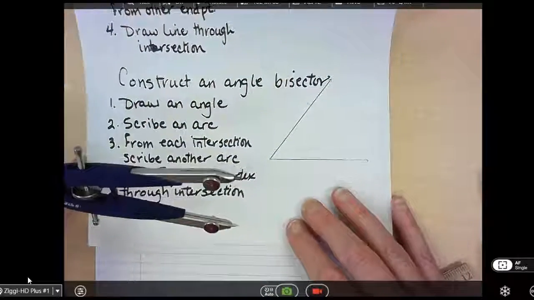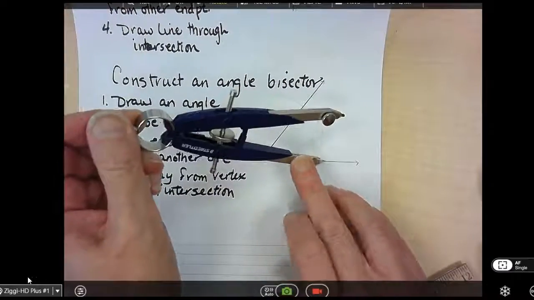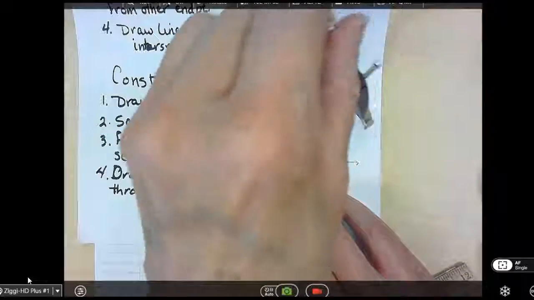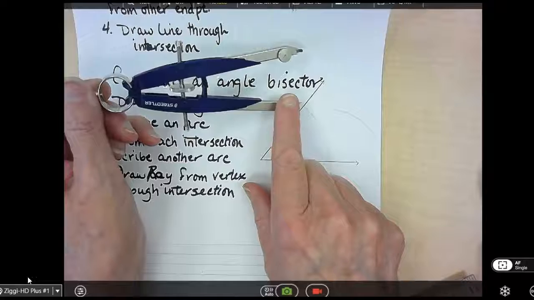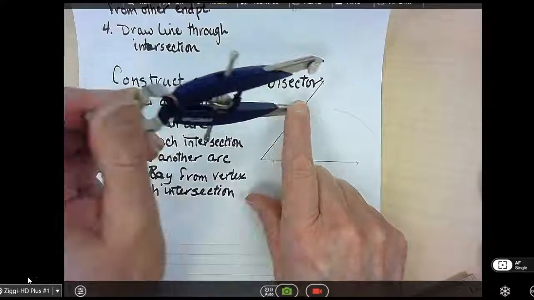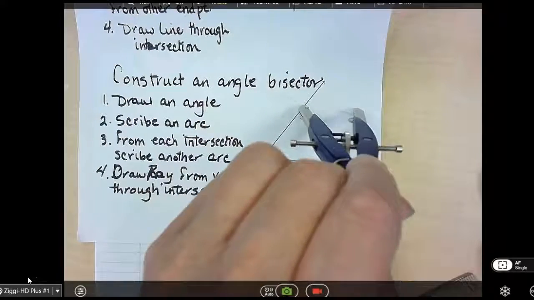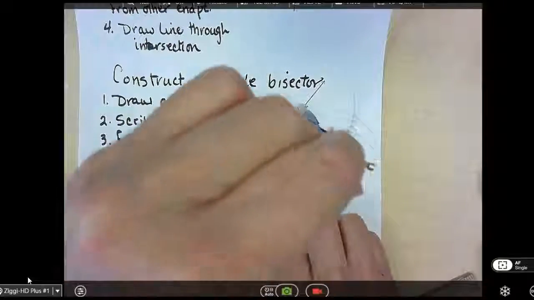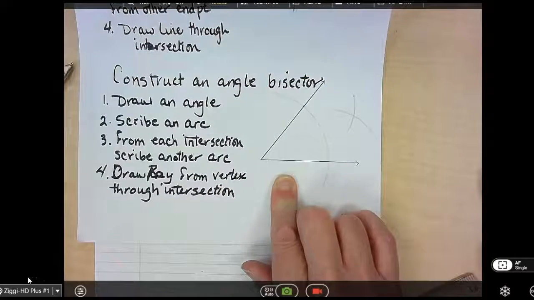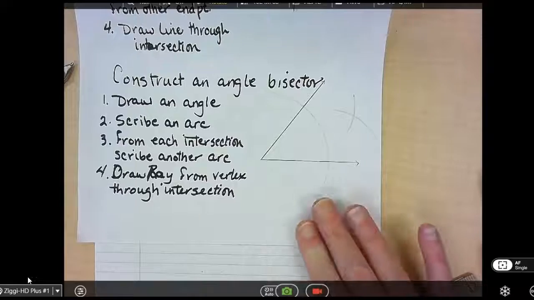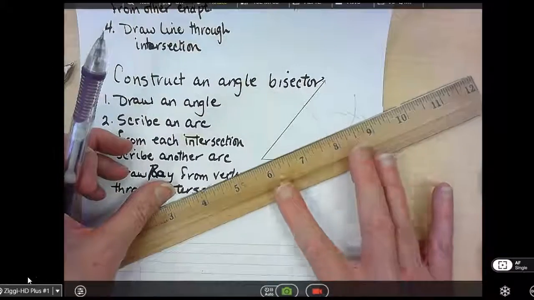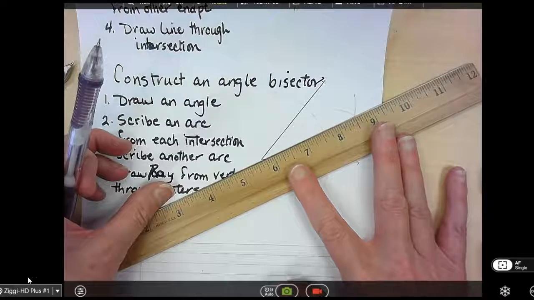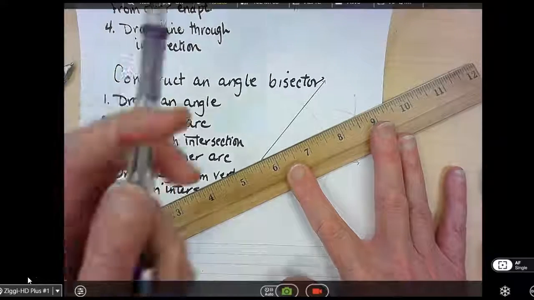Now you go to the other. I'm going to repeat that just because I was off my paper, it didn't go flat. From the other intersection, put your endpoint down, scribe using that same measure, and the two arcs intersect. That is your angle bisector. So now I draw a line from my vertex through that intersection point.